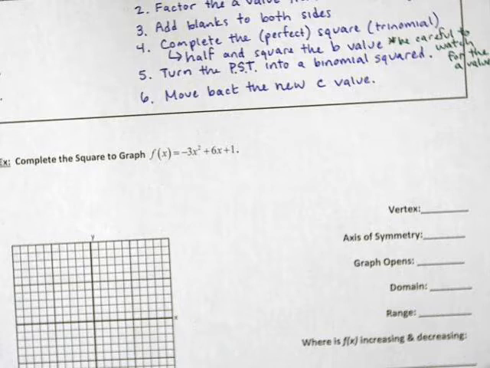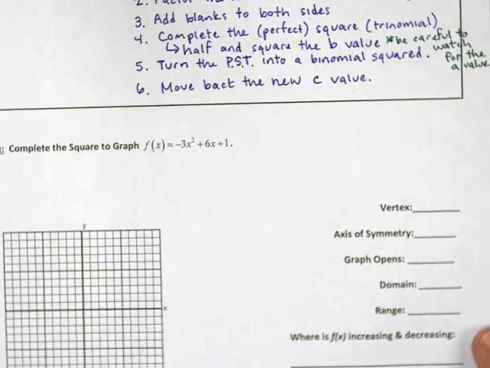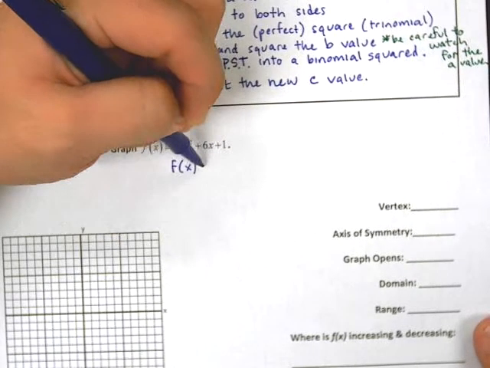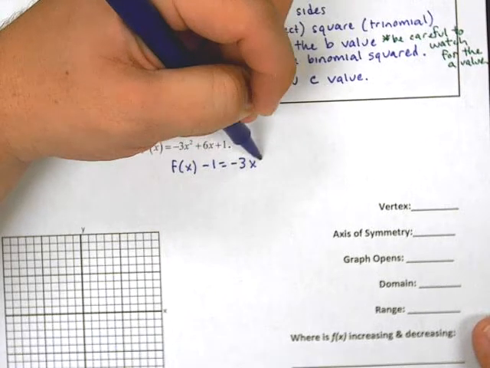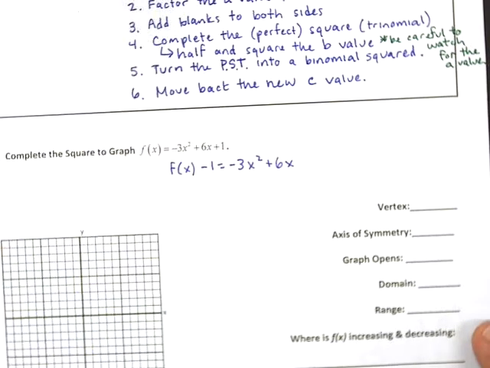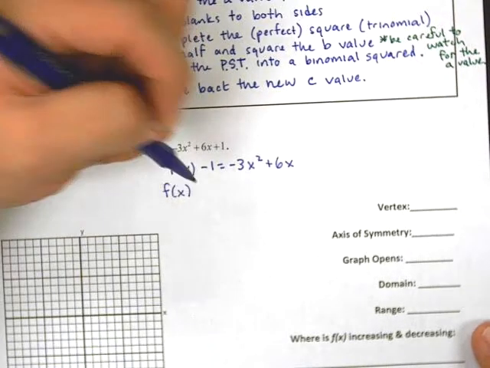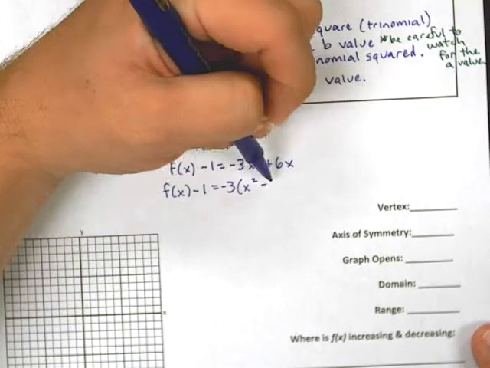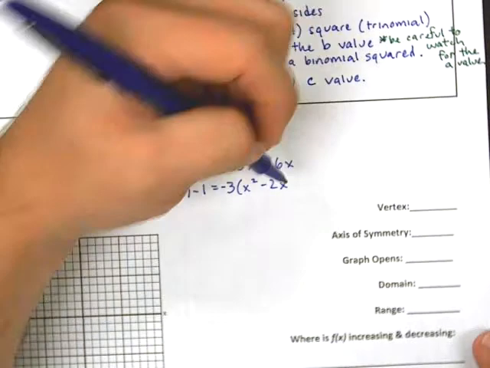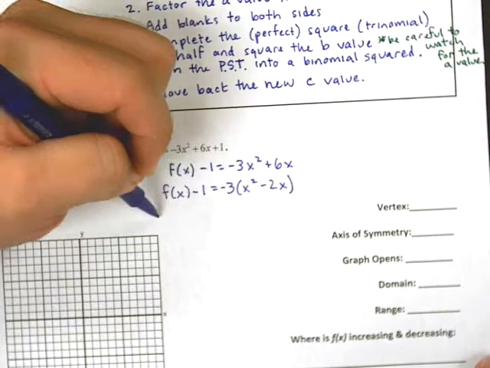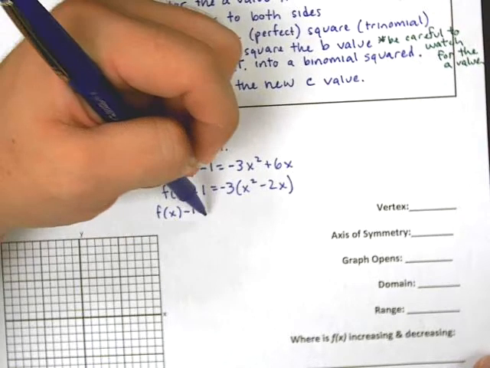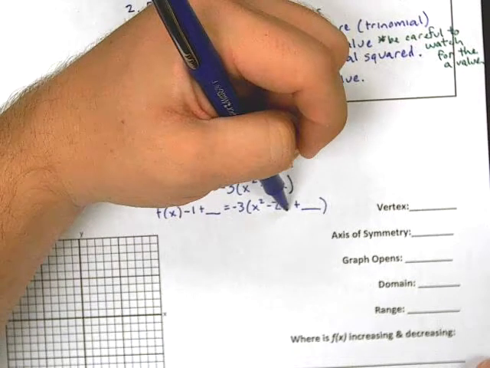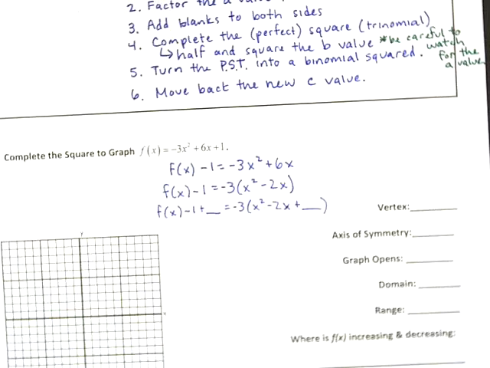All right, so we have another complete the square. First thing I do is I'm going to move my 1 away. So I'm just going to start f of x minus 1 equals negative 3x squared plus 6x. All right, so that's my first step. Next thing I do, minus 1 equals negative 3x squared minus 2x. Okay, now I add my blanks. Okay, I add my blank spaces. We have to figure out what's going to go in there.